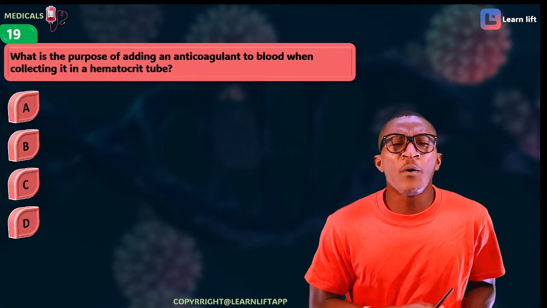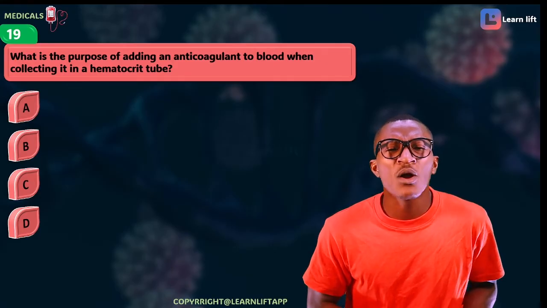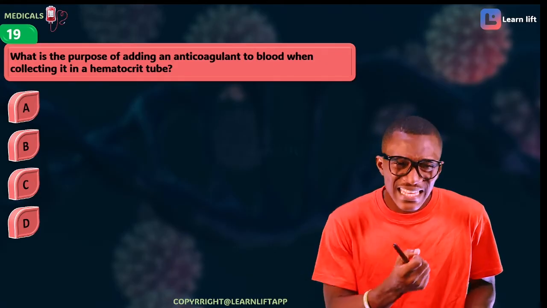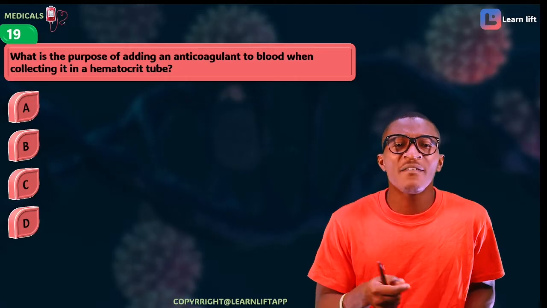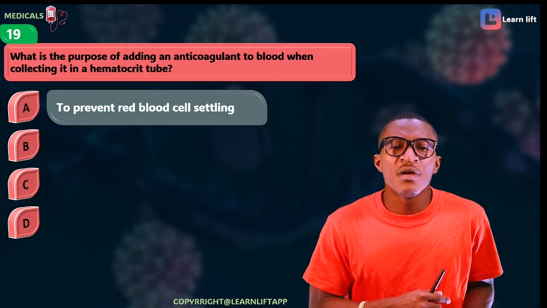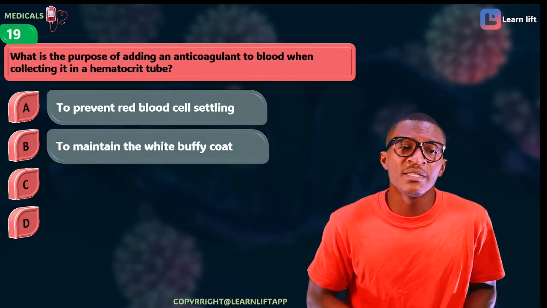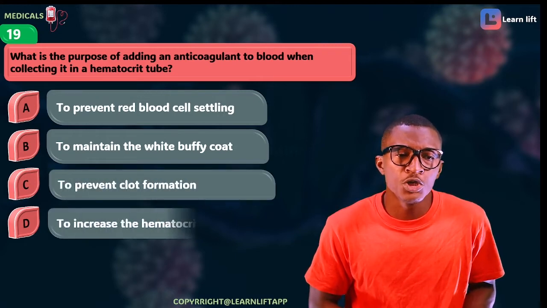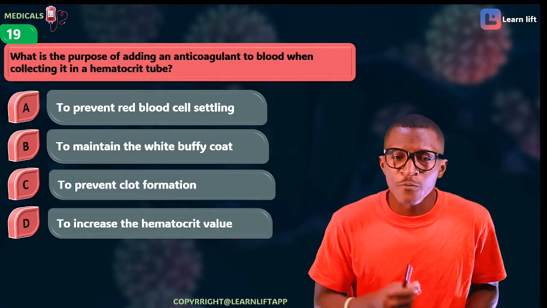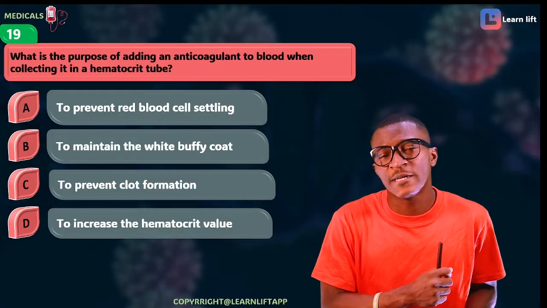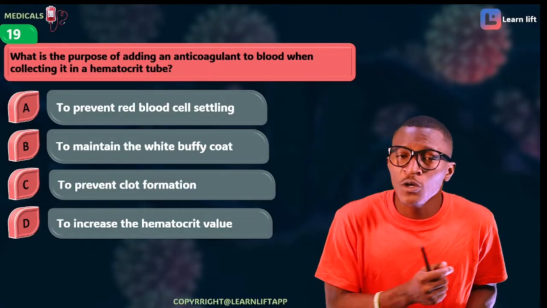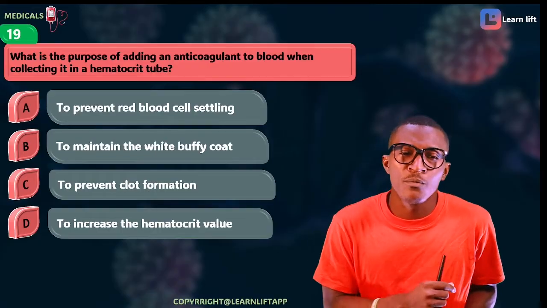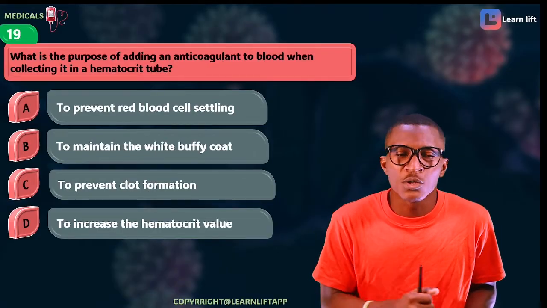Now, what is the purpose of adding an anticoagulant to blood when collected for a hematocrit? Why do we have an anticoagulant? A, to prevent red blood cells from settling. B, to maintain the buffy coat. C, to prevent clot formation, to increase the hematocrit. Okay, choose your answer. Now, of course, if you don't add your anticoagulant, what will happen to blood? The blood will clot, making option C the answer.